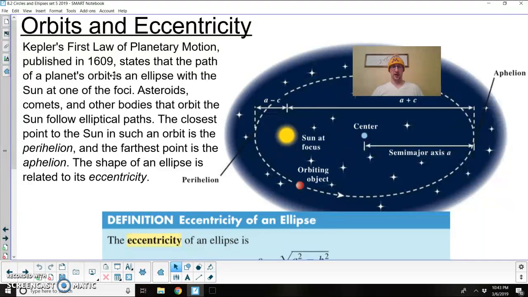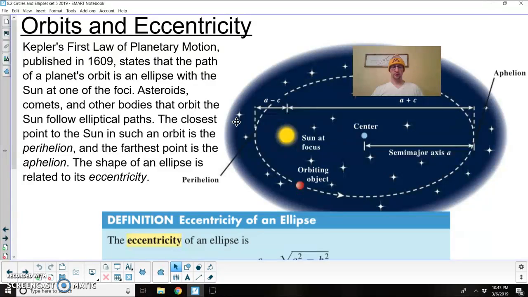It says that the path of a planet's orbit is an ellipse with the sun at one of the foci. So in the diagram here, we've got some object that's orbiting around the sun. Center would be here, but the sun is at one of the two foci. So we've got a focus here, focus somewhere over here. Asteroids, comets, other bodies that orbit the sun follow elliptical paths.